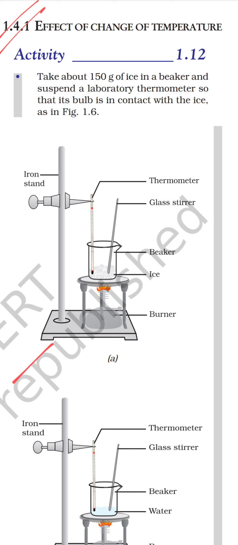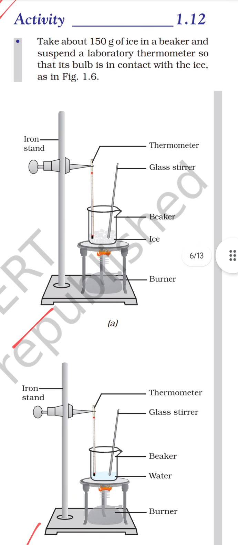Effect of change of temperature. Here is Activity 1.12. Take about 150 gram of ice in a beaker and suspend a laboratory thermometer so that its bulb is in contact with the ice, as in figure 1.6. Here is a figure.